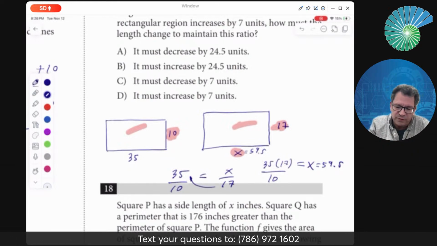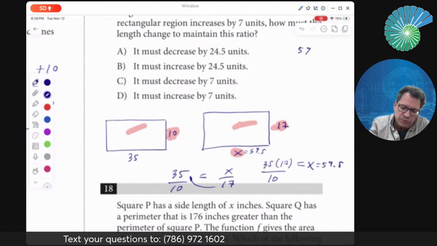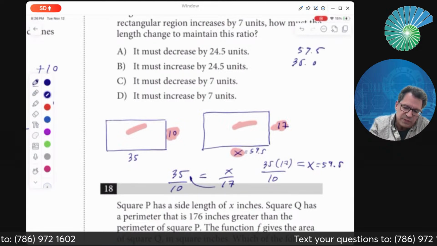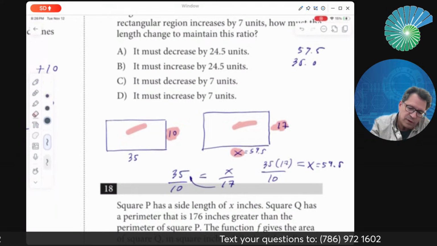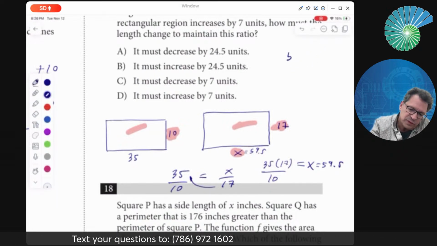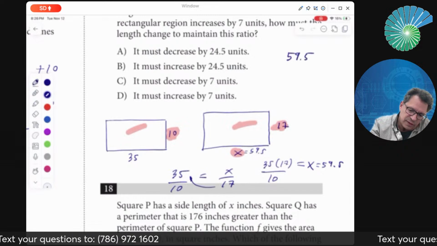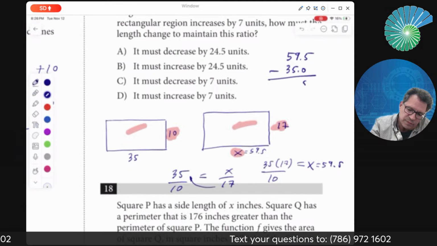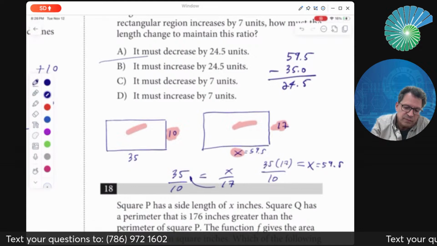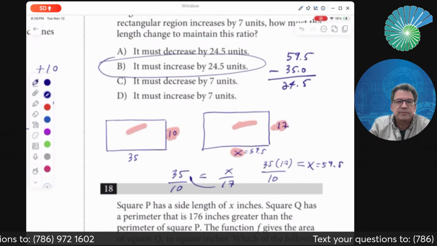Well, it went from 35 to 59. That means an increase of, well, let me erase this, write pretty numbers. 59.5 minus 35. It was an increase of 24.5. So that's the answer.